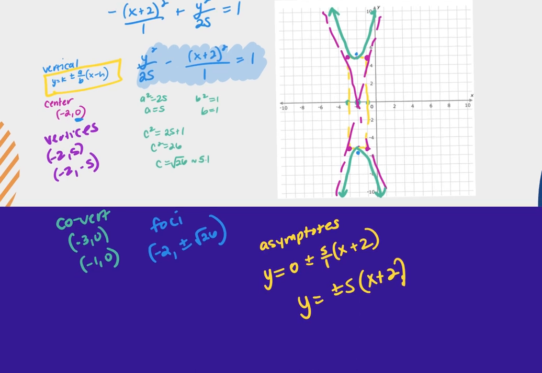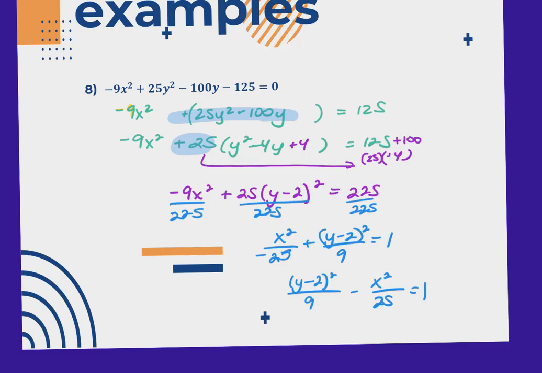Questions? So I took this one out and then completed the square for the Y. Take the 4, divide it by 2 and square it. That's 4. Added it here. Before I add it here, I have to multiply by the 25 that's on the front, making it adding 100. And then I got this line: negative 9x squared plus 25, parentheses, y minus 2 squared equals 225.